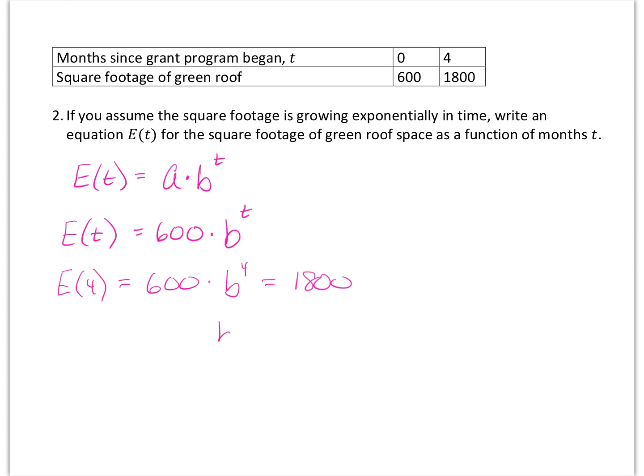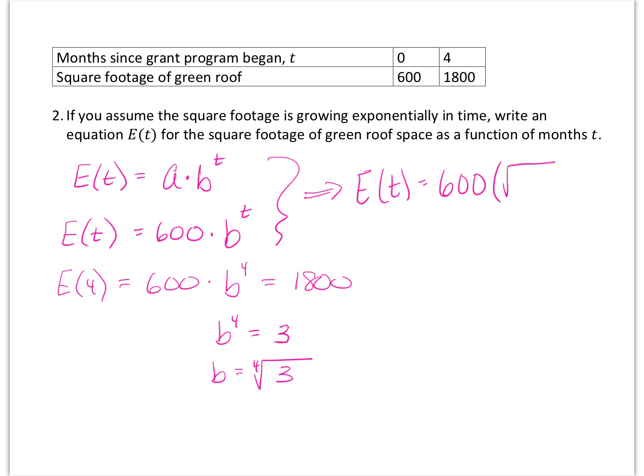So I have b to the 4th equals 300. So b is going to be the 4th root of, oh, sorry, 1800 divided by 600 is 3, not 300. So b is going to be the 4th root of 3. Then I'm just going to go back over to here, and now I know b. So E of t is going to be 600 times the 4th root of 3 to the t.